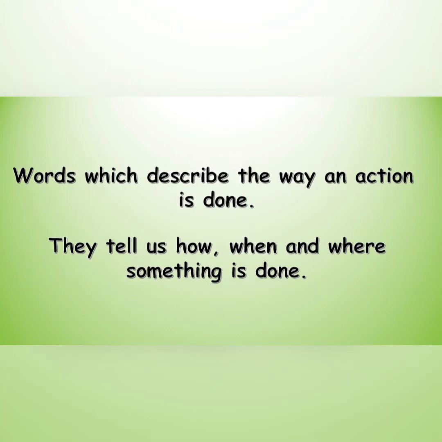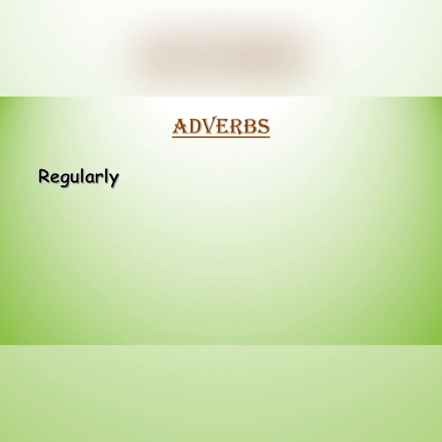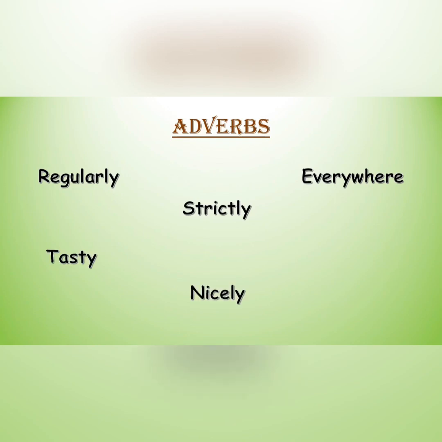So the words which describe the way an action is done, they are basically used to describe verbs. They tell us how, when and where something is done. So all these words are known as adverbs. So kids, these words like regularly, everywhere, strictly, tasty, nicely and appropriate, all these words are used to define verbs and hence these words are known as adverbs.